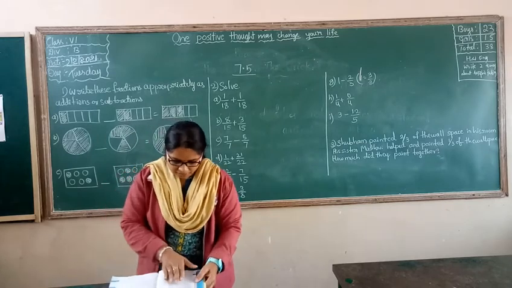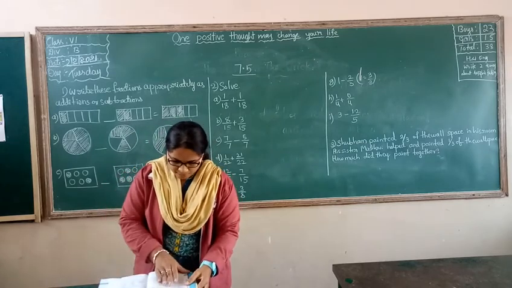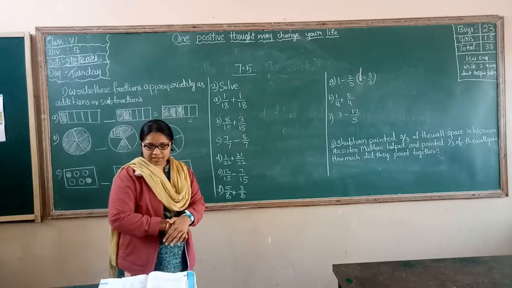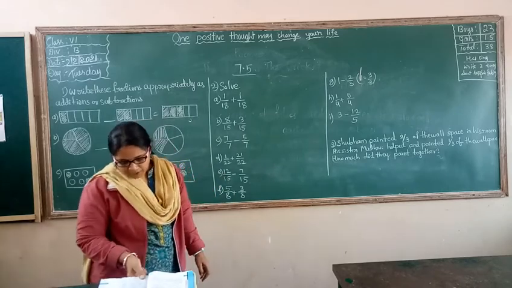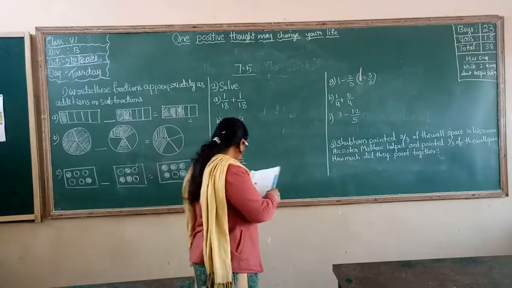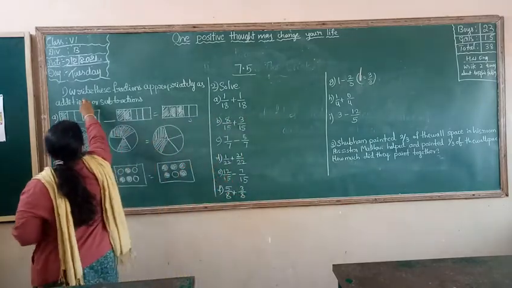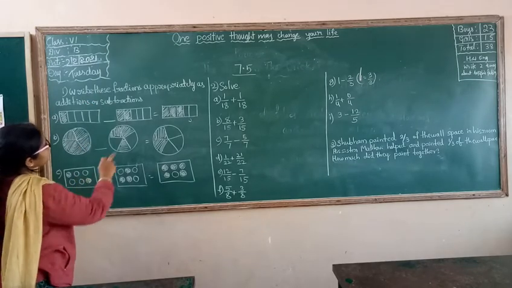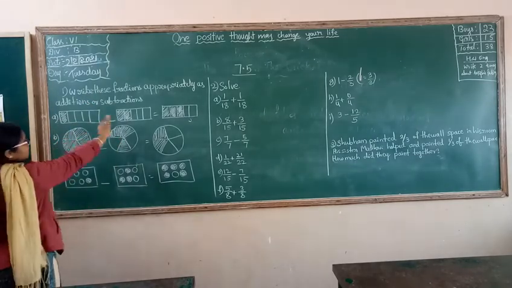In the last class, we solved the problems of exercise 7.4. And today, let me start with exercise 7.5. That is addition of fractions. The first question: write these fractions appropriately as additions or subtractions.